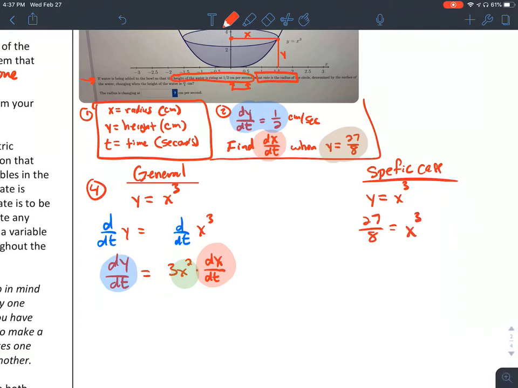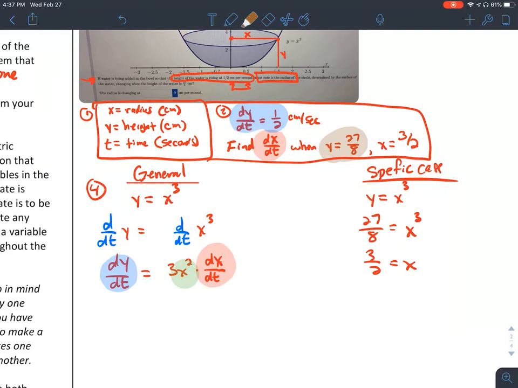And once again, the reason we have to know what x is is because our main equation here has an x in it. If we cube root both sides, we're going to get, scratch that, we're going to get 3 halves is x. What that tells us, if we go back up to step 2, is that when y is 27/8, x is also 3 halves. Now, we could have found that at the very beginning, but I didn't know we needed to know what x was until we got to this step in the problem.